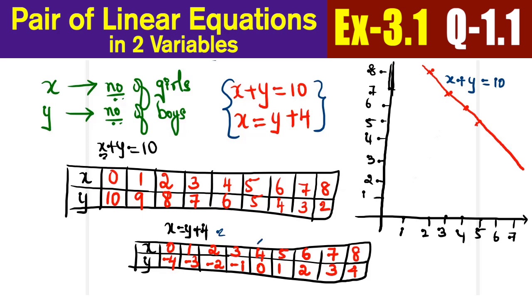I'm going to start with x is equal to 4, y is equal to 0. So, let's plot that particular point here. x is equal to 4, y is equal to 0. x is equal to 5, y is equal to 1. x is equal to 6, y is equal to 2. So the plot point is going to look somewhere here. x is equal to 7, y is equal to 3. The plot point looks somewhere here. So if I join the line here, the line looks like this.